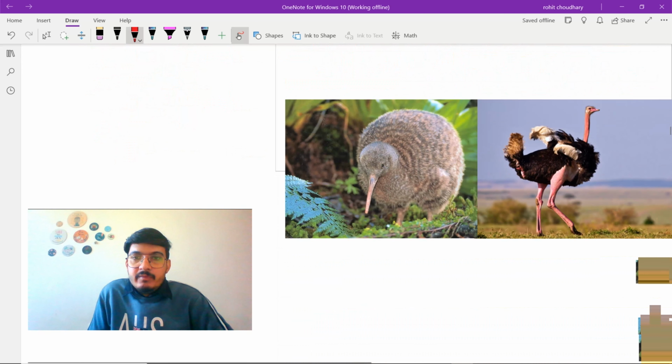So these pictures are of flightless birds. The first one is kiwi. Both of these birds can't fly. And the second one is ostrich.